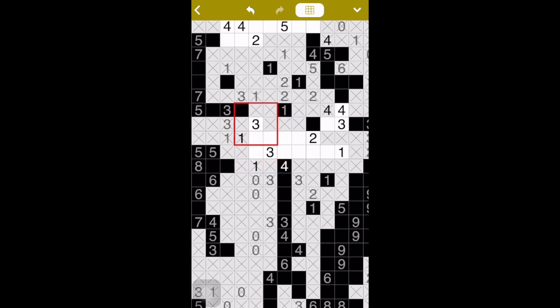Okay, one of them is a black space because of the 1, right? Because of this, so to complete the 3, this one has to be a black space, right? And one more black space in here will complete the 1, right?